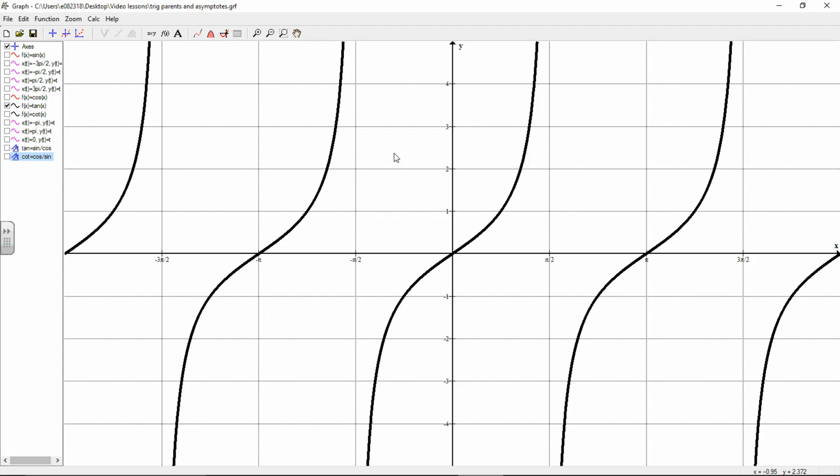Hello again. I just finished doing a short video on why the graphs of cosecant and secant look the way they do, and I want to do one more little short hitter on why the graphs of tangent and cotangent look the way they do.